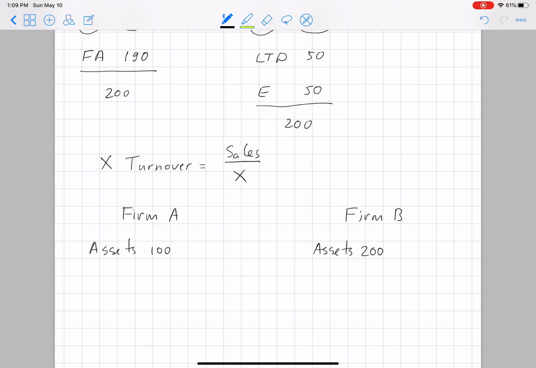But what if I told you that firm A has sales equal to 1,000, while firm B has sales also equal to 1,000. Now, if you look at it carefully, you will realize that having twice as much assets, firm B is not able to generate any more sales than firm A. So from that perspective, firm A is actually a much more efficient company.